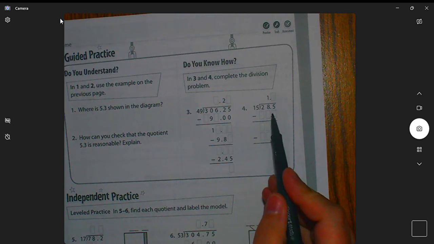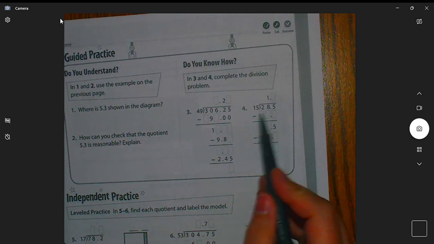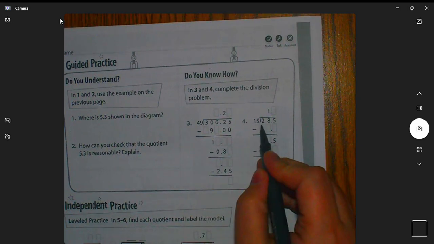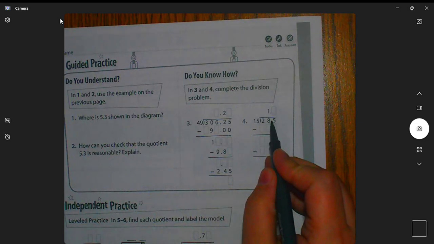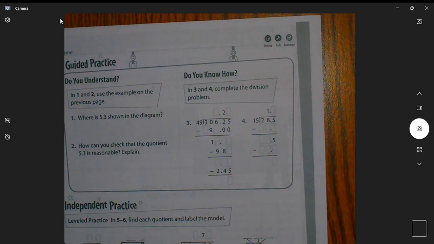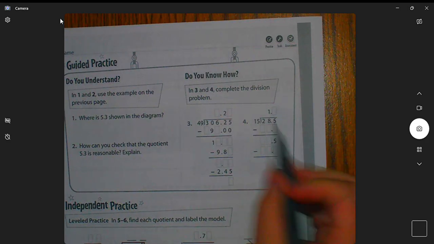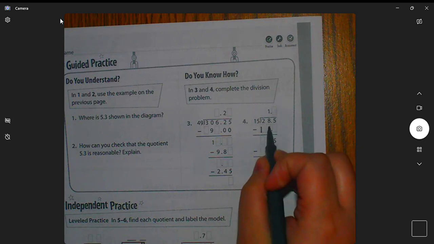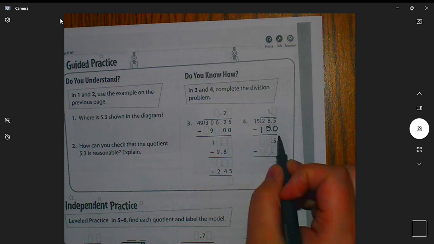28 and 5/10 divided by 15. Can 15 go into 2? Nope. Can 15 go into 28? Yes. And it shows me one time. It gave me a clue. So I can say minus 15, and I'm just going to put a 0 there because it's making me use place value. So technically it's 15 wholes.